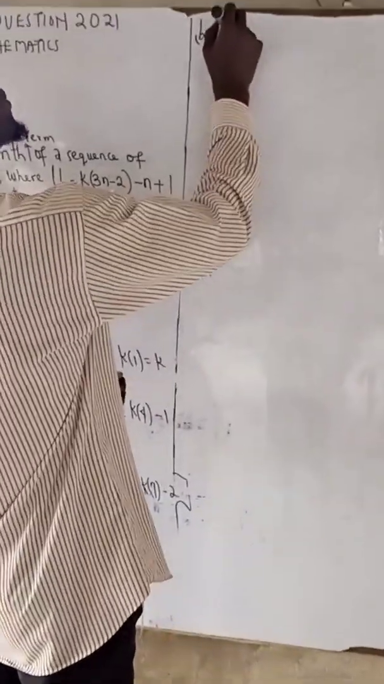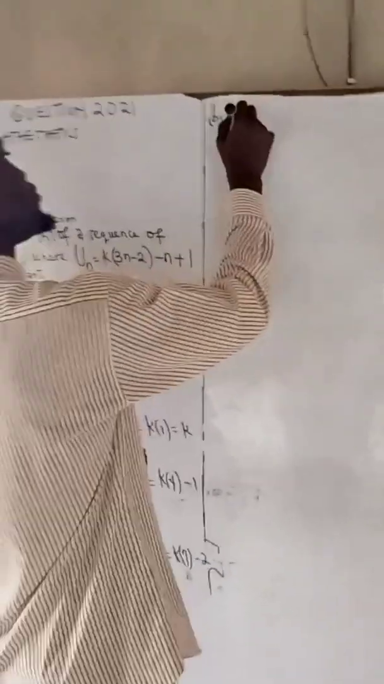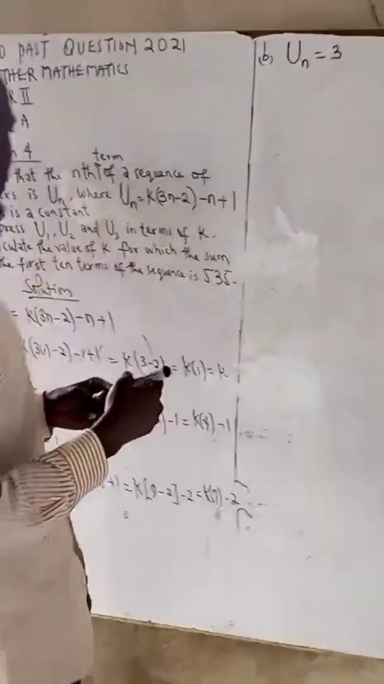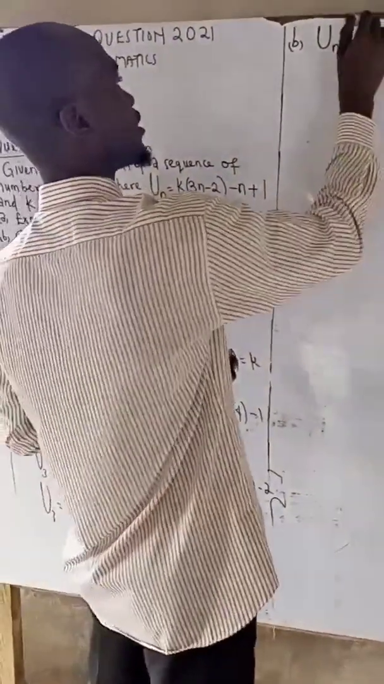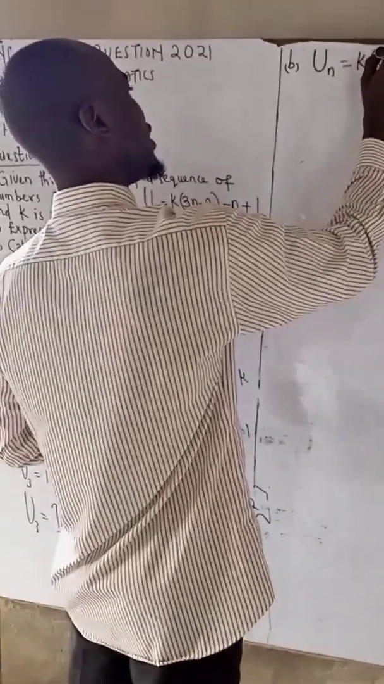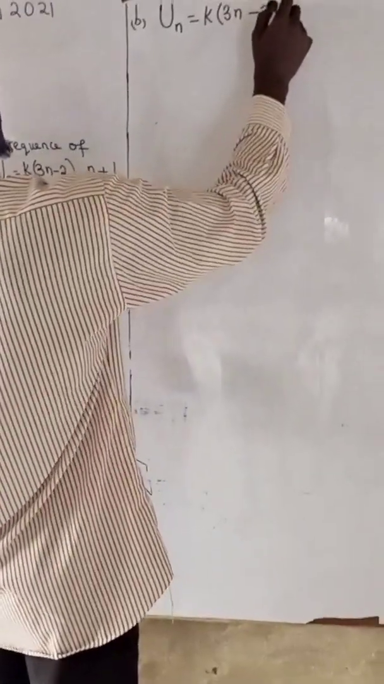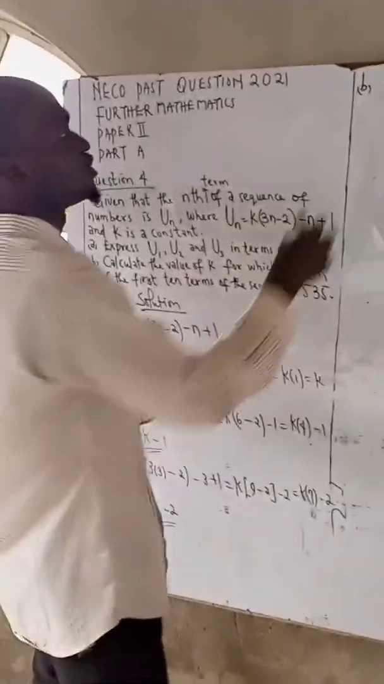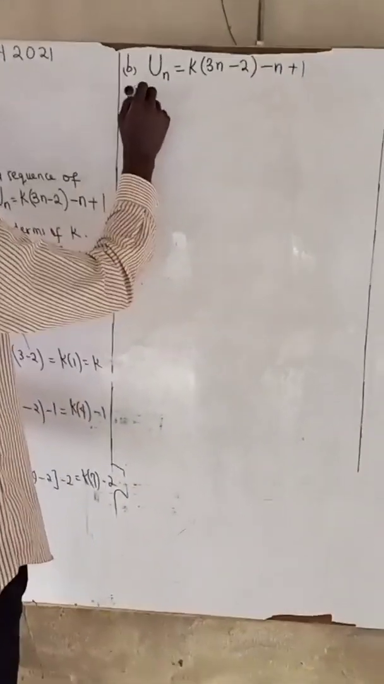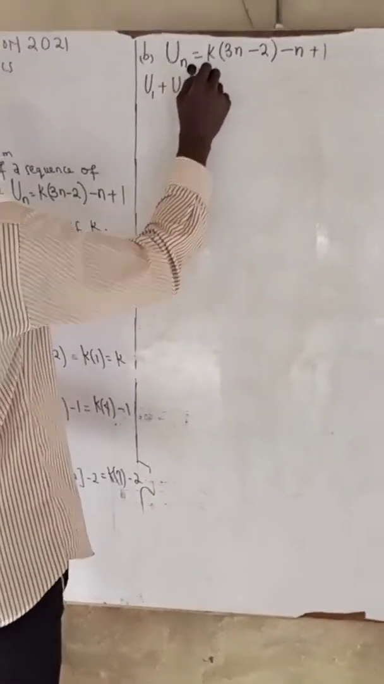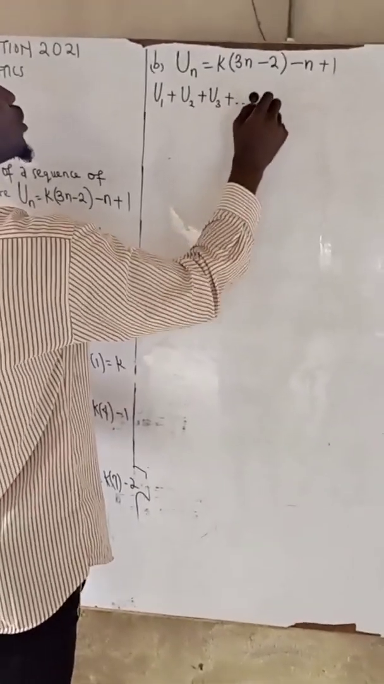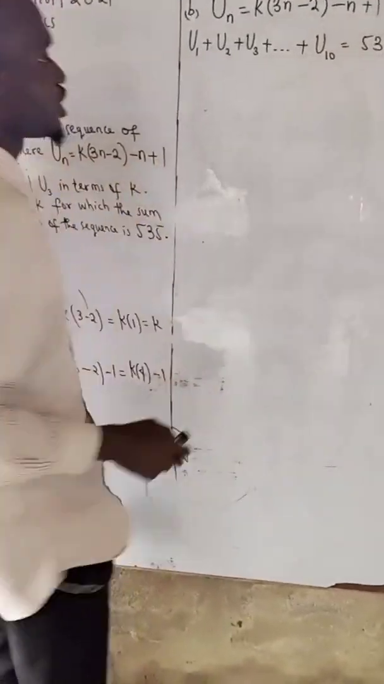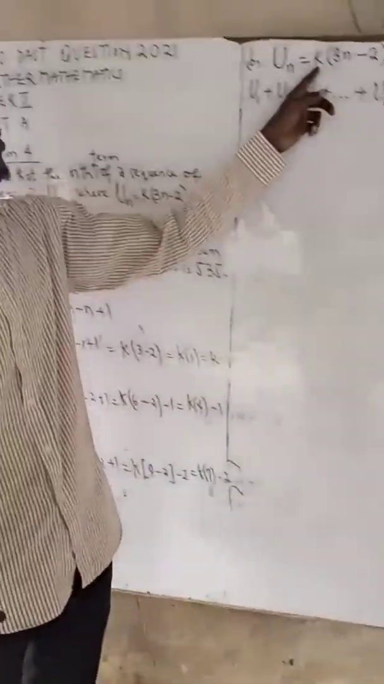So the meaning of this is that, let me first rewrite my U_n as k(3n - 2) - (n + 1). So the meaning of this question is saying we should add the first term plus the second term plus the third term plus the fourth term and so on up to the 10th term, and that should be equal to 535. So we are asked to find the value of k.